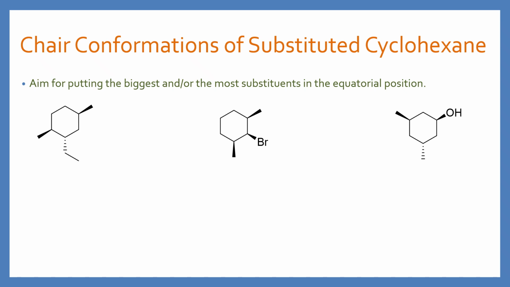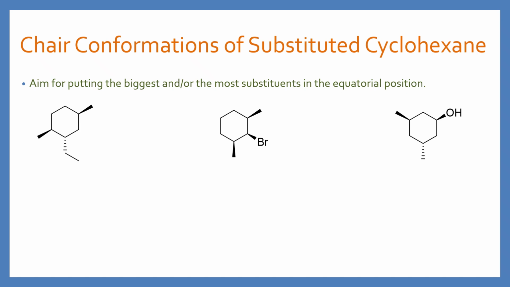A common type of question about chair conformations is, given a molecule that has stereochemistry, or rather up and down bonds indicated for a substituted cyclohexane, provide the most stable or least stable cyclohexane conformation in a chair conformation. And the general rule that we want to follow when we're doing this is that we want to try to get either the biggest or the most substituents in the equatorial position. The most would be if there wasn't a clear biggest group, like you had just a bunch of methyl groups or they were all the same.